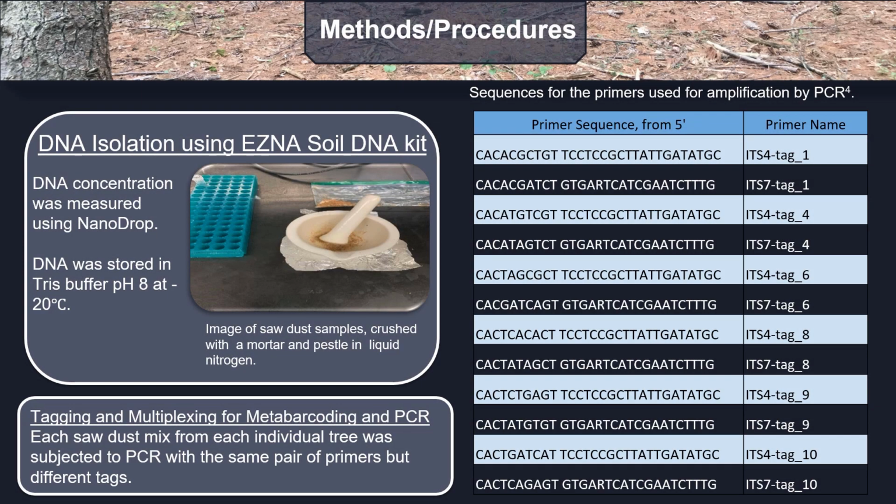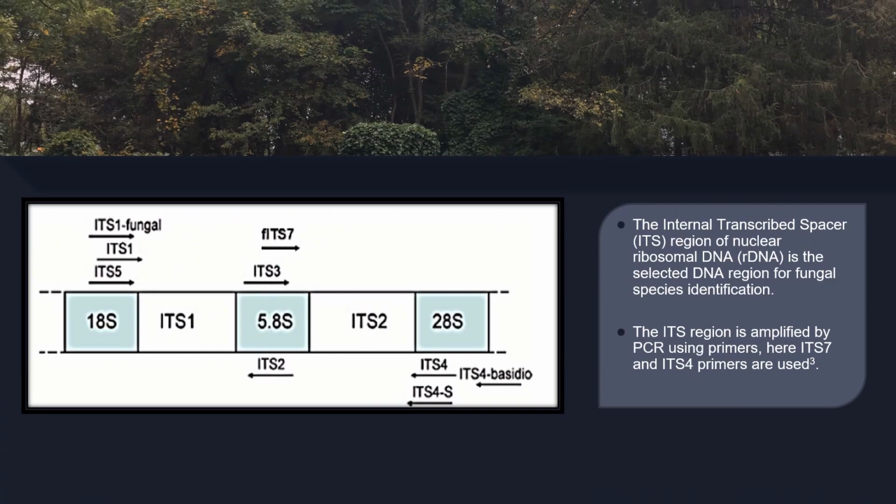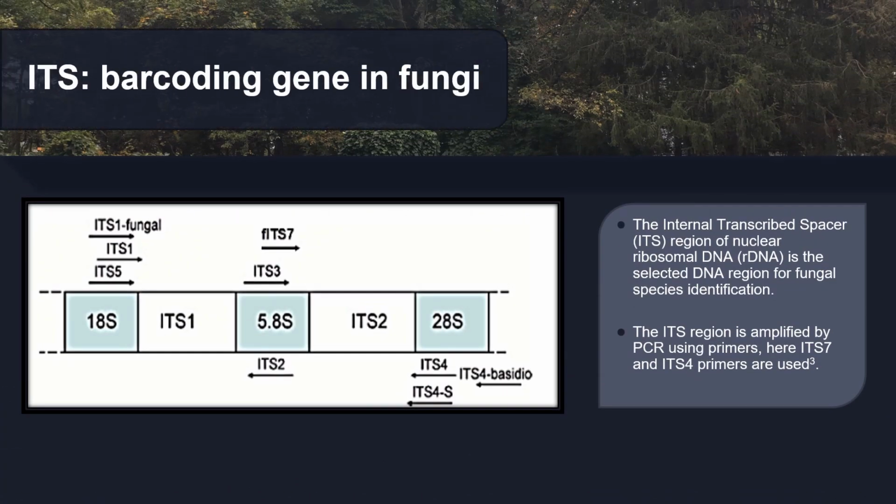Methods and procedures. Once the sawdust was crushed, preparations for metabarcoding and PCR had to be done. Each of the 6 sawdust samples from each individual tree were subjected to PCR with the same pair of primers, but different tags, in order to differentiate them. The table you see on the slide are each of the sequences used for amplification by PCR, with their corresponding primer name.